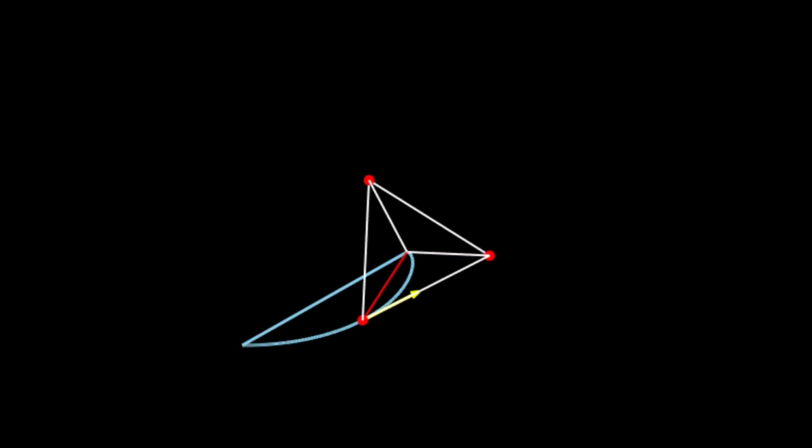I've just shown the path of one of the particles, and it's a curved path with a tangent. You can see the tangent of the path, which represents velocity, turning very sharply as the particle approaches the center of the triangle.